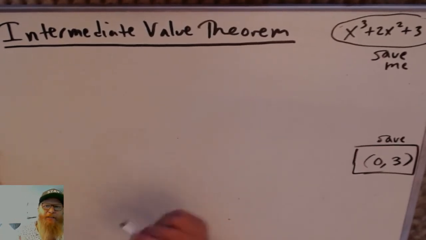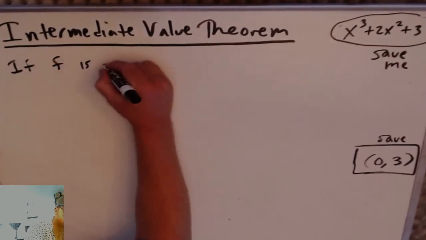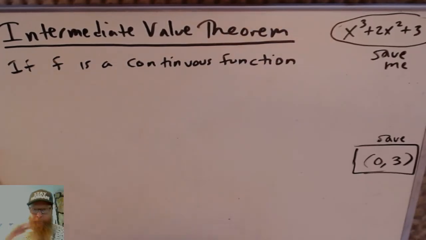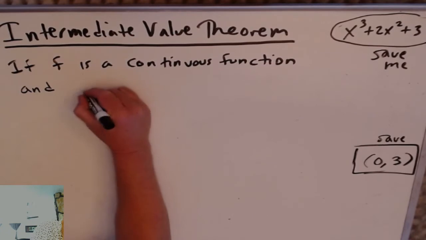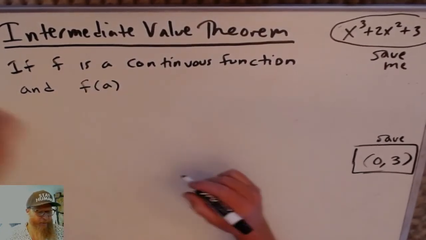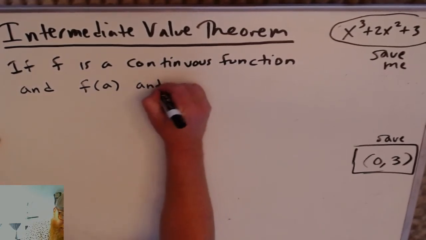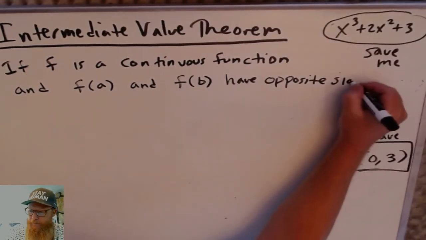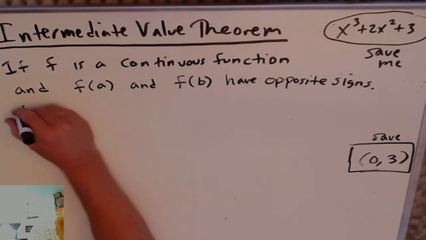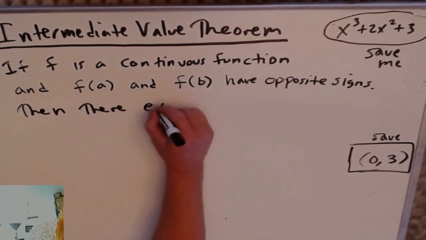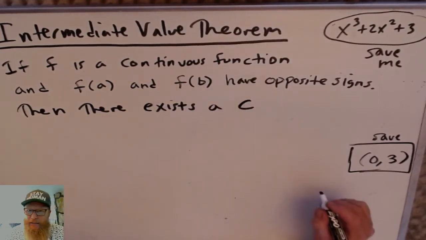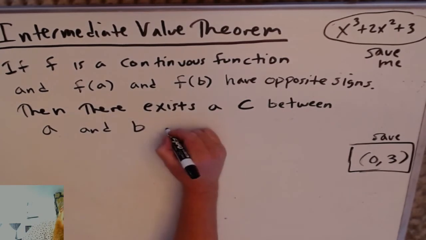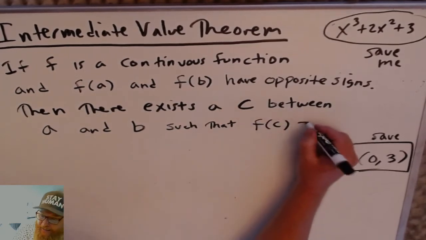So the intermediate value theorem is a theorem that says if f is a continuous function, and f of A and f of B have opposite signs, then there exists a C between A and B such that f of C is exactly equal to 0.